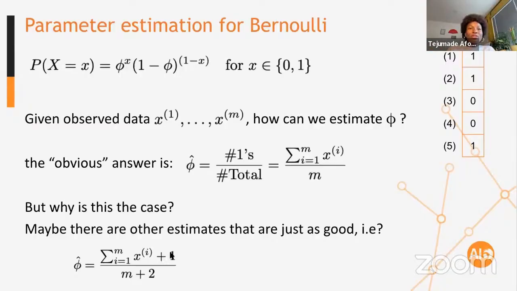What about if you just add 1 to the numerator and add 2 to the denominator? Does the estimate change? Can anyone do the math? The probability of success, what is it now? If you add 1 to the numerator and add 2 to the denominator, what is the probability of success now? So it becomes 4/7. Yeah.